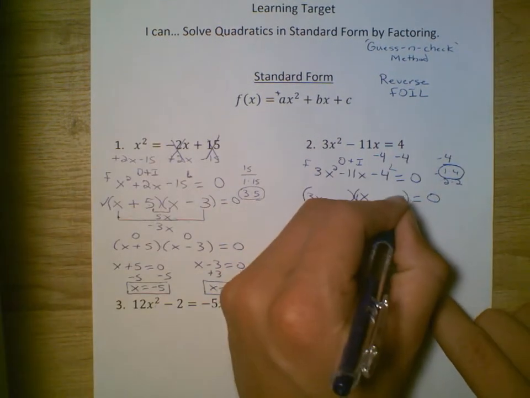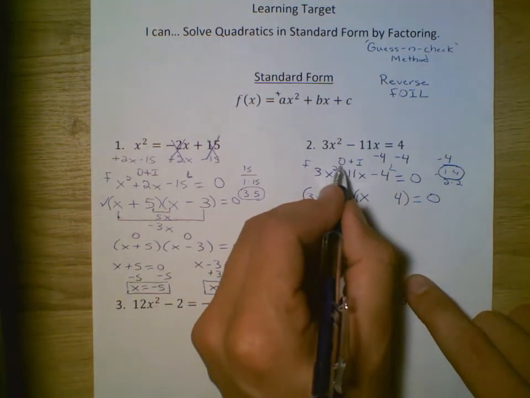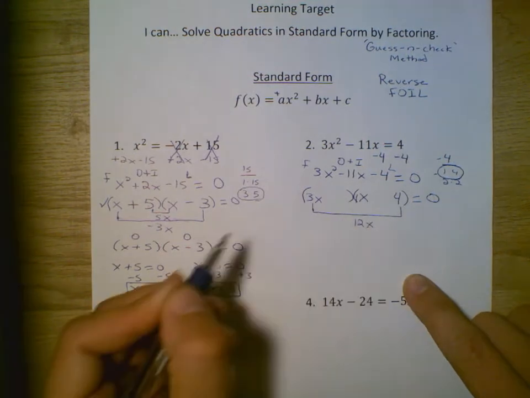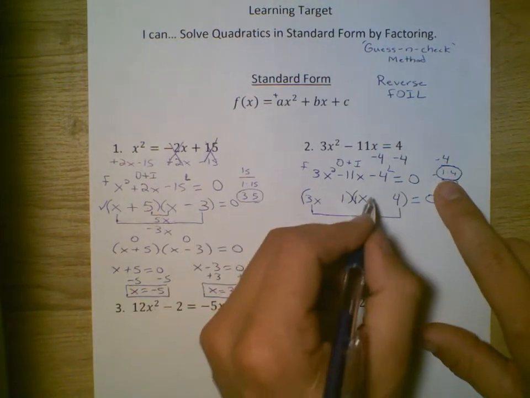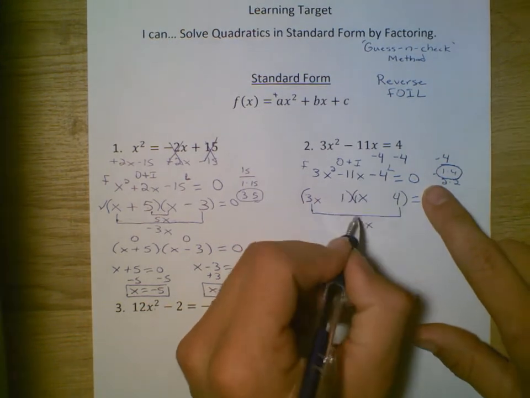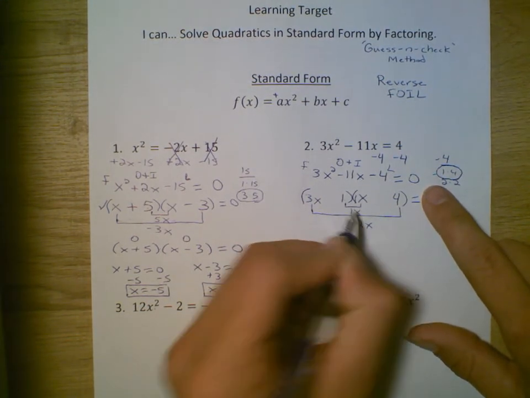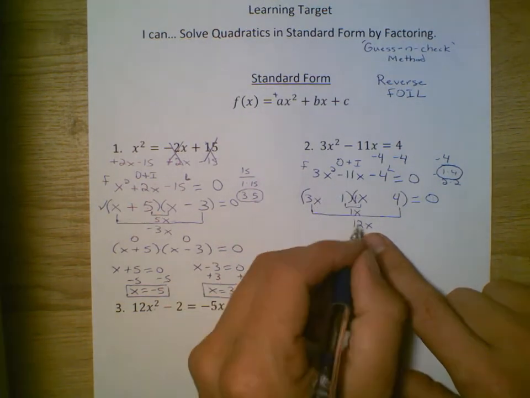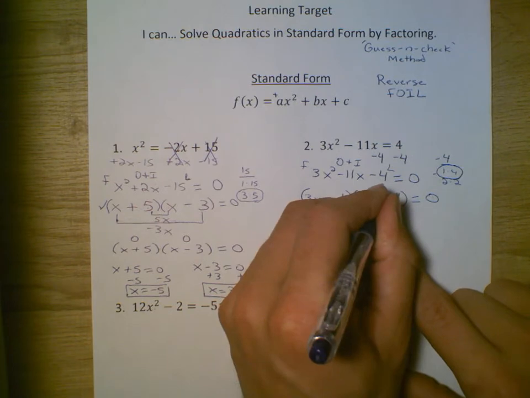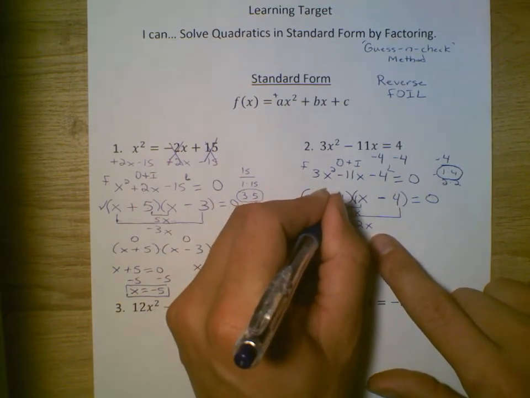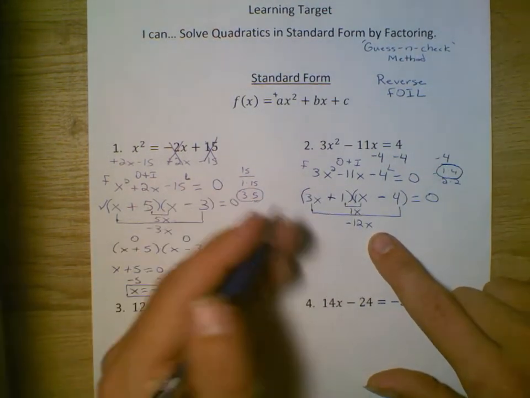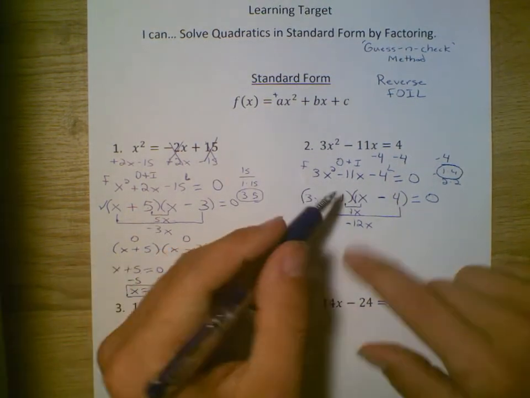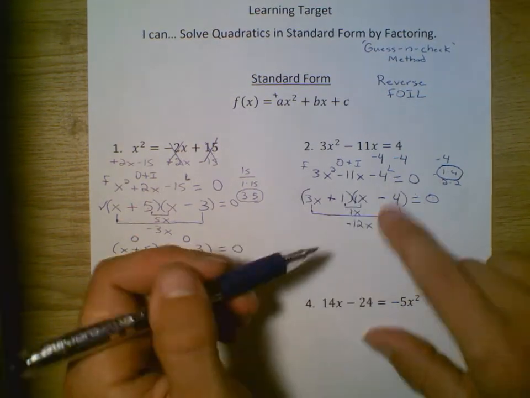So I'm going to put the 4 in the last spot so that when I do the O part of FOIL, 4 times 3 gives me 12x. And then when I do the I part of FOIL, I get 1 times x, which is 1x. And if I want a negative 11 in the middle, I want the 12 to be negative. So the 4 is going to have to be negative, and the 1 is going to have to be positive. You'll notice that negative 12x plus 1x gives me negative 11x. And 1 times negative 4 gives me the last term, negative 4.